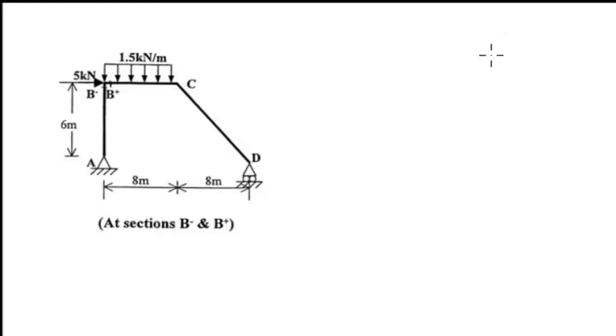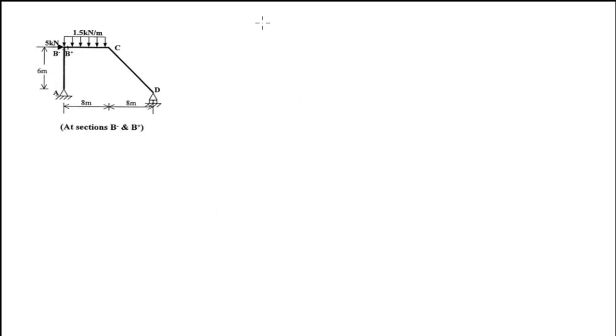So the question asks you to find the TVM at B, I'll just write down here, TVM at B section here. So in order to solve this problem properly, I would suggest you to find all the reactions for the whole structure first, okay. So let's see, let me change the color.